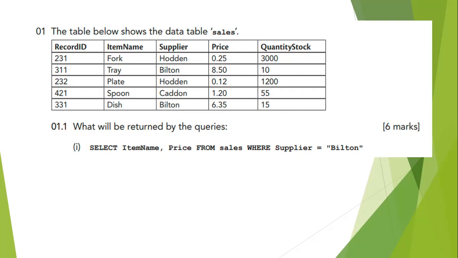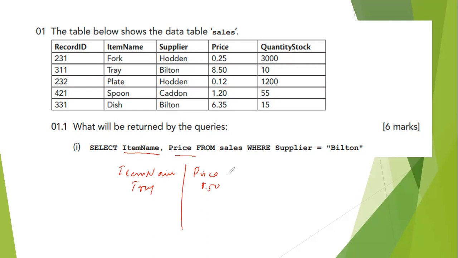Select item name, price from sales where supplier equals Bilton. What would be your output from the query? It would be the tray. The column name is item name, and the column name price, from the whole table called sales. These two columns will appear: item name and price. The tray for £8.50. Any other record?